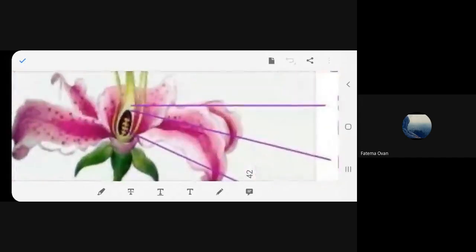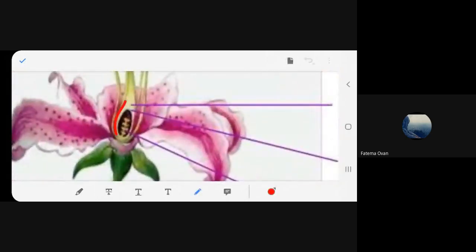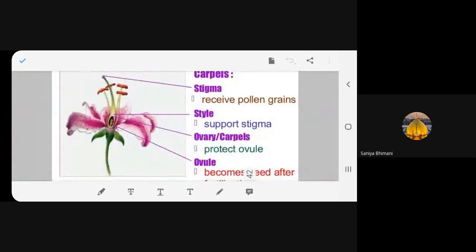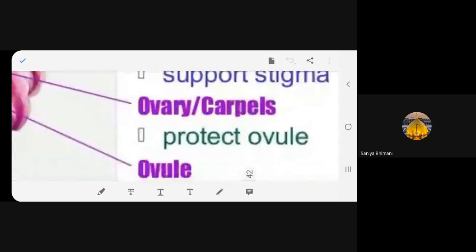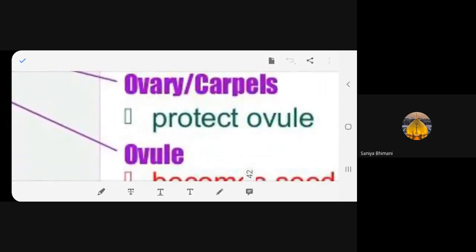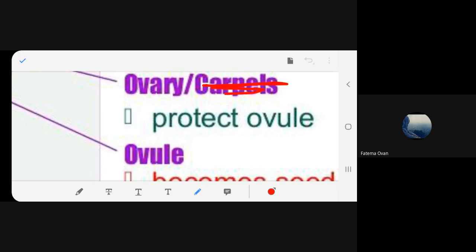Below the style, what do we have? Ovary. Very good. Now see how easy it becomes. What is the function of ovary? Protect ovule. Understood? See, this is wrong. Don't take this carpel. We have taken carpel once, that's it. So we will not take this one.